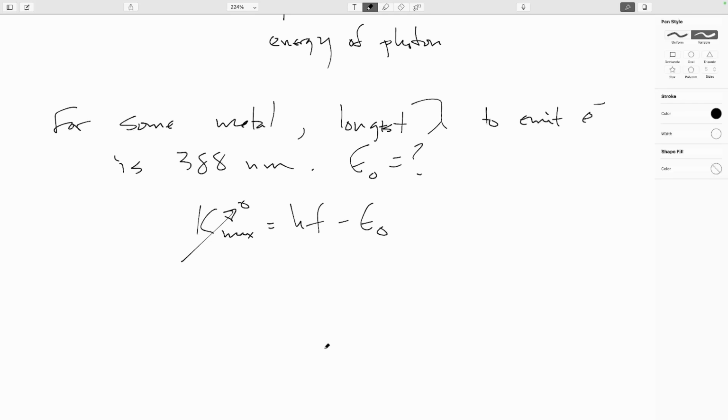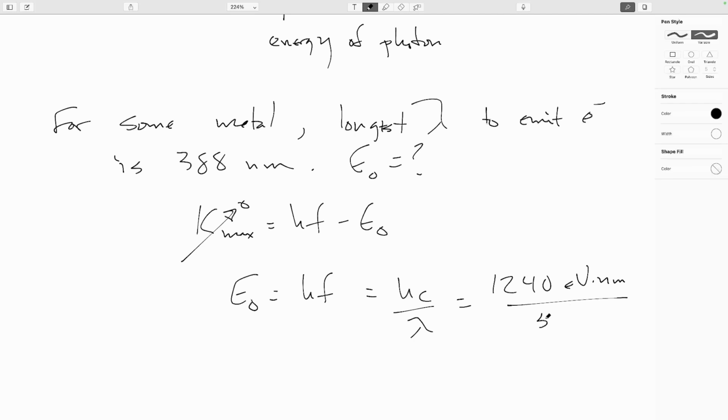So in this case, our work function will be equal to hf, and we'll immediately rewrite that as hc over lambda. hc is 1240 eV nanometers, and our longest wavelength photon is 388 nanometers. This gives us a 3.2 eV work function. And typical energies in atoms are on the order of tenths of eVs to tens of eVs, so this seems to make sense.